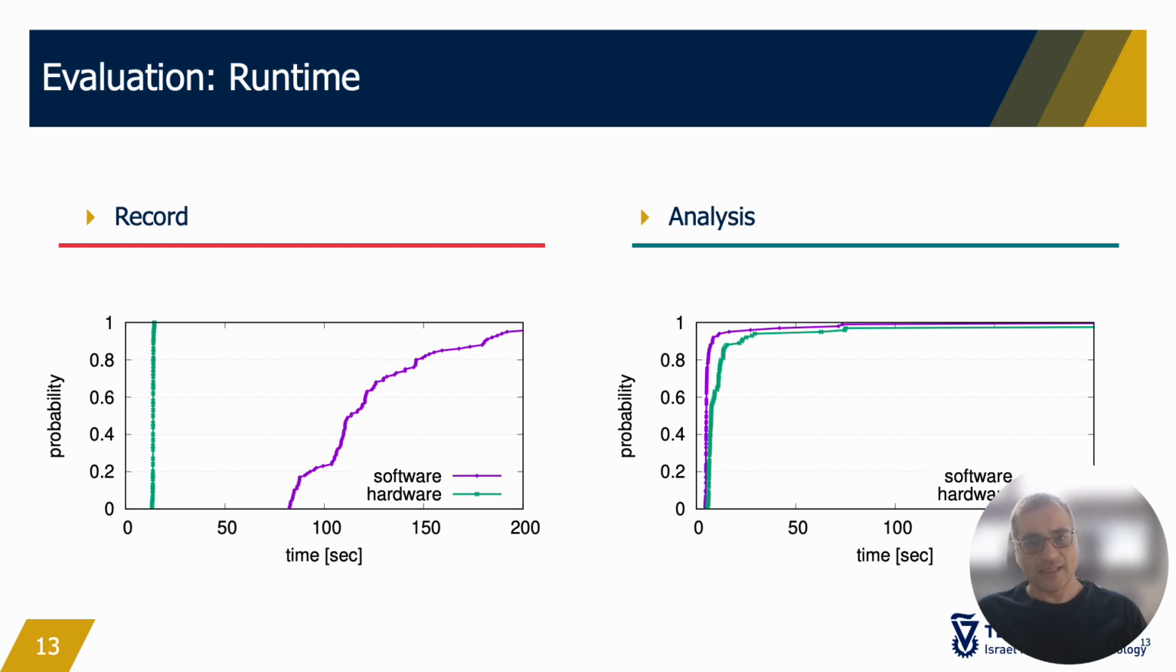Analysis time on the right shows an interesting reversal. Software tracing completes faster because it knows which function returned the error. Overall, we consider these overheads to be tolerable, especially since analysis runs offline on a different machine.